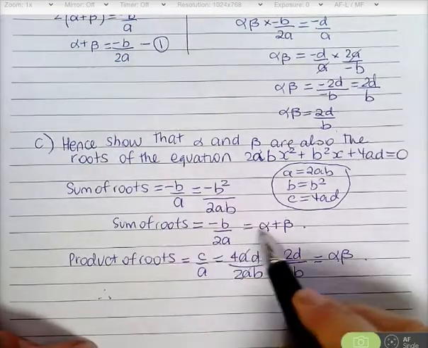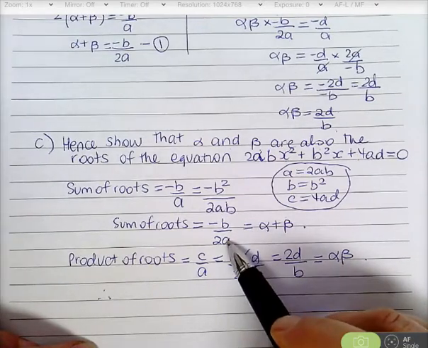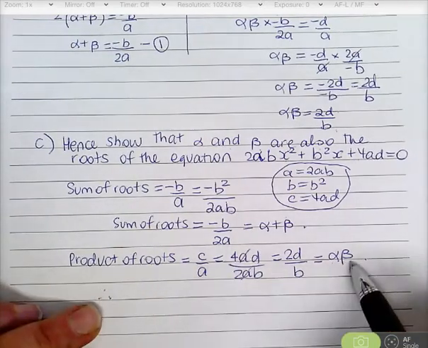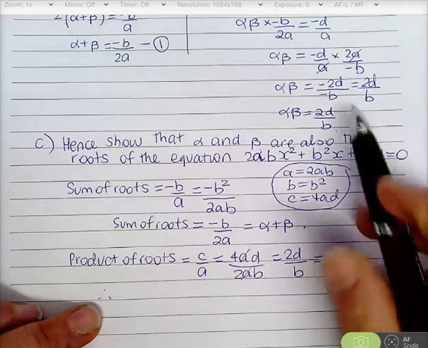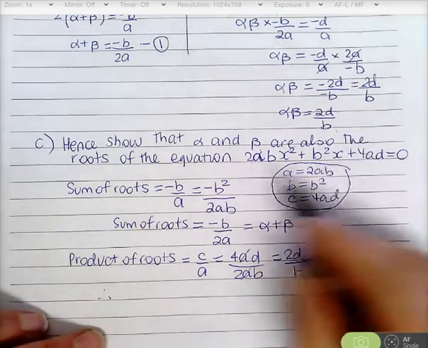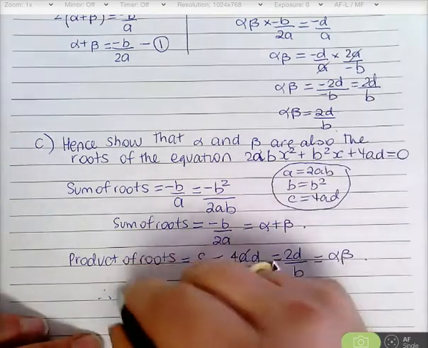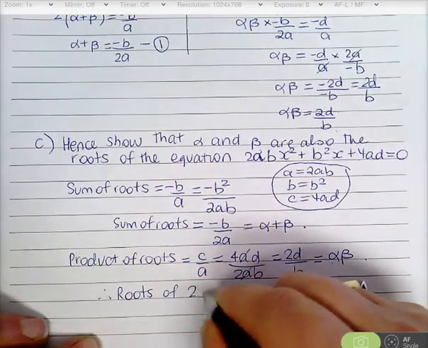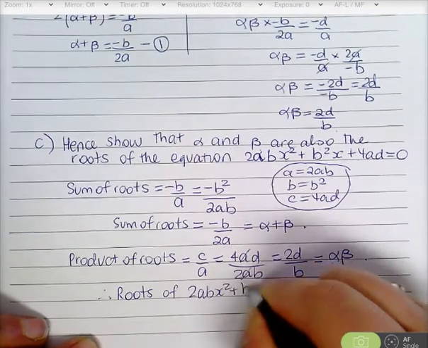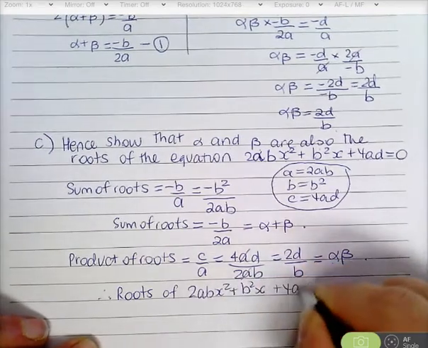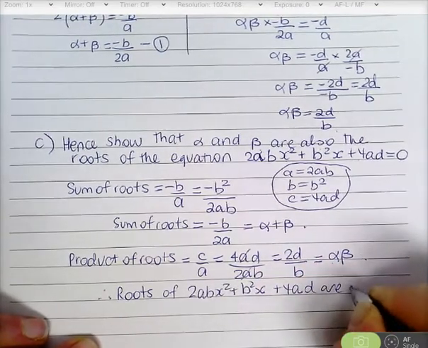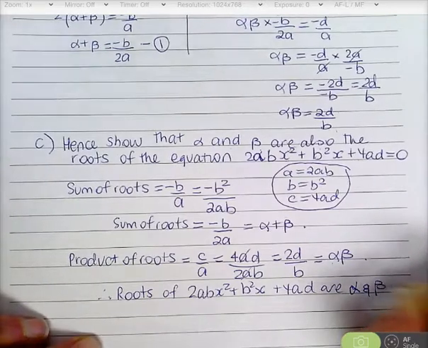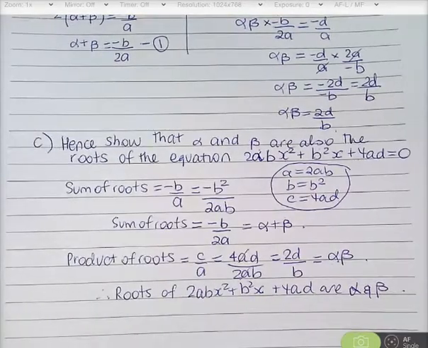So if alpha plus beta is minus b on 2a and alpha times beta is 2d on b, then we know that therefore the roots of this equation here are alpha and beta. So the roots of this equation are alpha and beta. Okay, that's the end of this question.